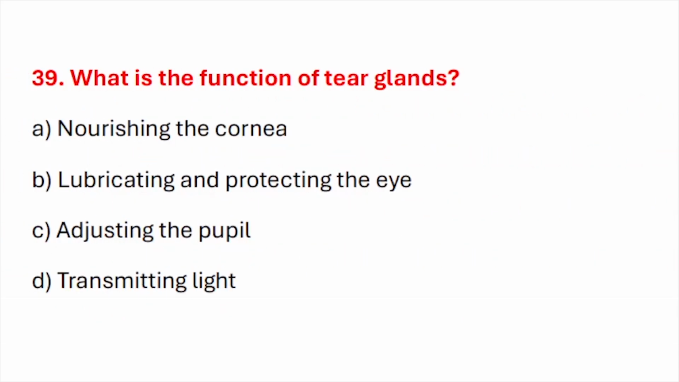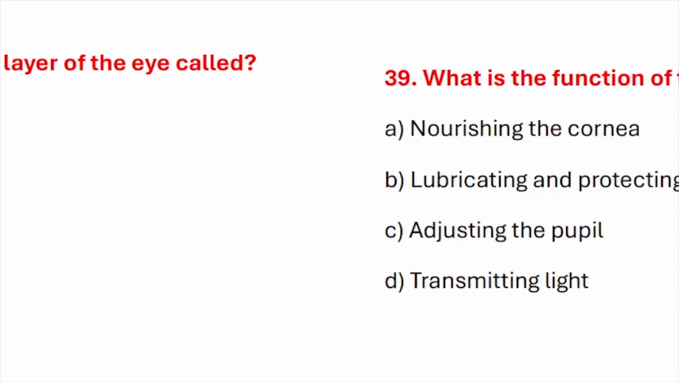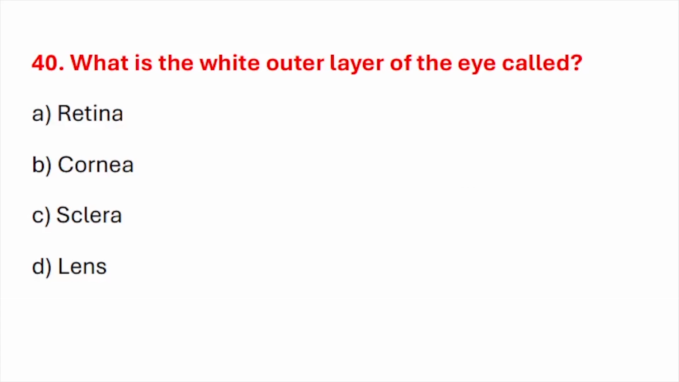Question number 39. What is the function of tear glands? Correct answer is option B, lubricating and protecting the eye. Question number 40. What is the white outer layer of the eye called? Correct answer is option C, sclera.